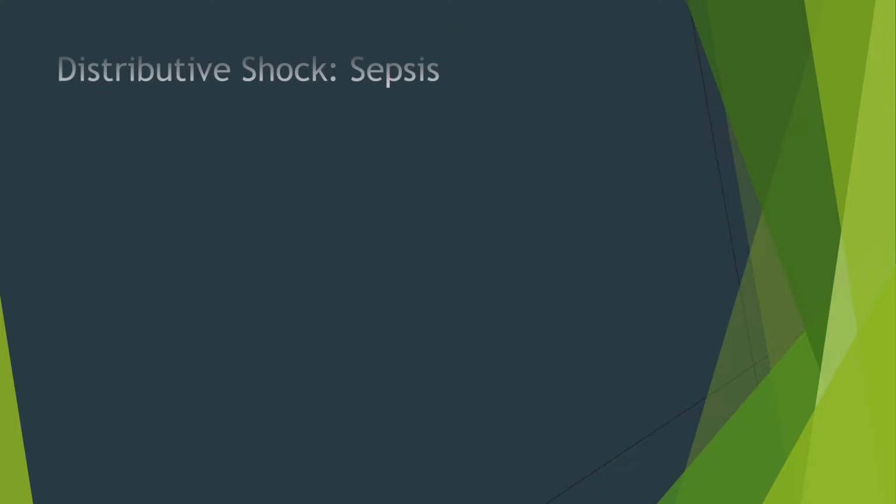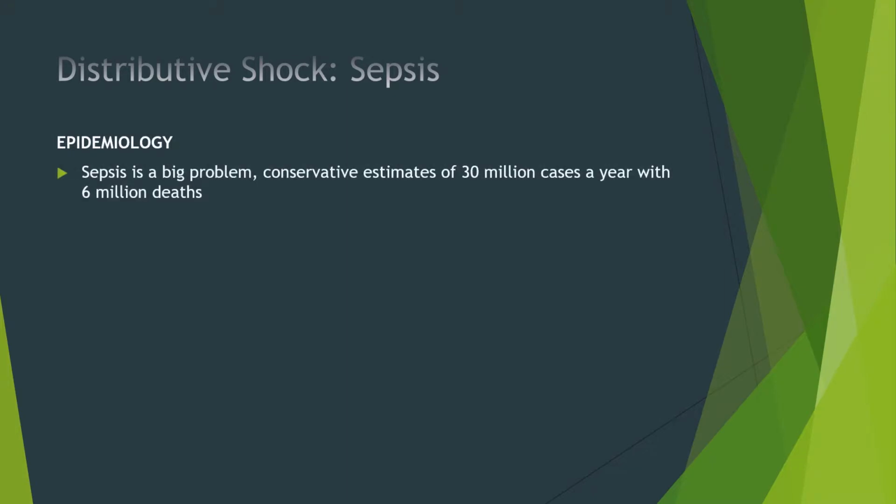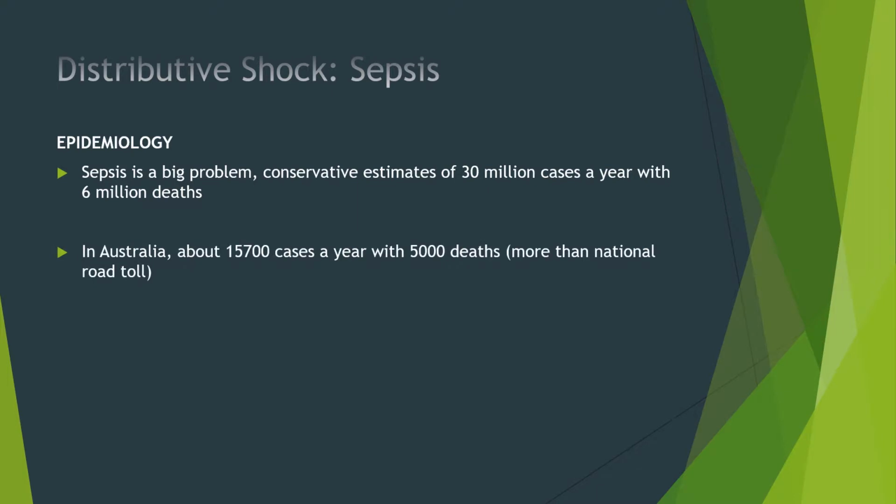So moving on to some distributive shock pathologies now, we're going to look at sepsis first of all. Sepsis is an area that's undergone a lot of change and a lot of revision in recent times. So the epidemiology: sepsis is a big problem. There are conservative estimates of about 30 million cases a year worldwide, with about 6 million deaths. In Australia, we have just under 16,000 cases a year with about 5,000 deaths, which is actually more than the national road toll.